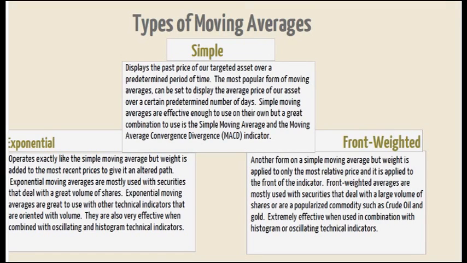The first type of moving average is simple. The simple moving average displays the past price of our targeted asset over a certain duration of time. This can be set to display the average price of our asset over a certain predetermined number of days. Simple moving averages are effective enough to use on their own, but a great combination to use with the SMA would be the MACD indicator, the moving average convergence divergence indicator.